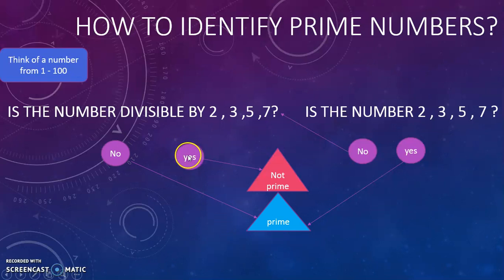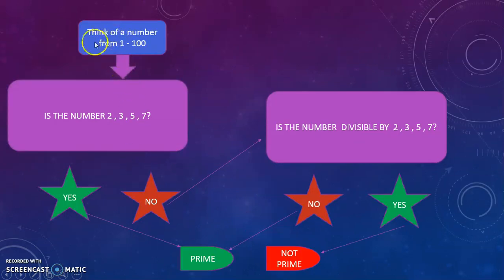But if I consider 6: is the number 2, 3, 5 or 7? No, so I'll go here. Is the number divisible by 2, 3, 5 or 7? Divisible by 2, divisible by 3. So yes, 6 is not prime. But 13 is prime. Now I'll show you in a flow chart, the same thing in our whole chart.